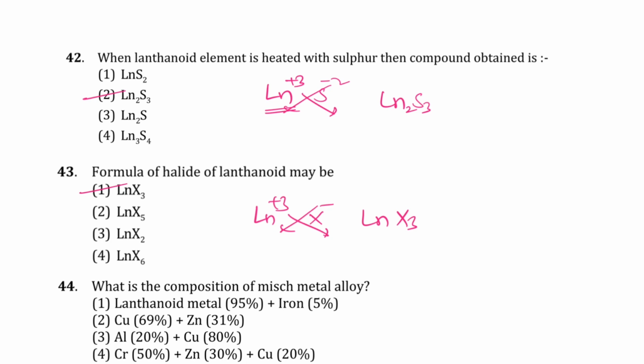44. What is the composition of mischmetal alloy? This is based on memory. In mischmetal, lanthanide metals are nearly 95% and iron is 5%, with traces of other elements like carbon and sulfur. Therefore the first option is correct. I hope you all understood every explanation I gave. If you find anything difficult, you can comment, and then we'll discuss the correct answer. Thank you.